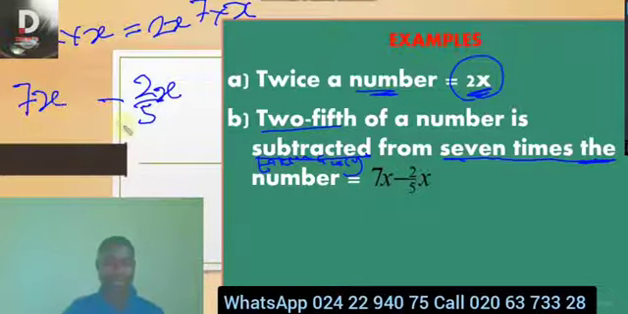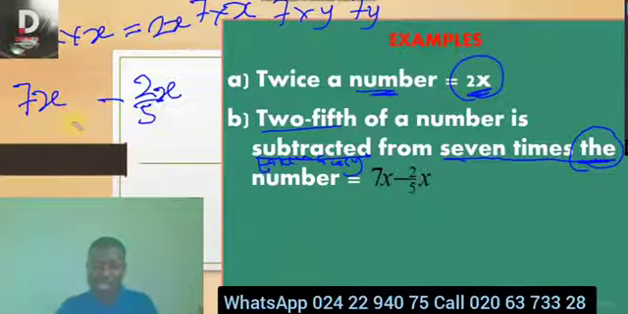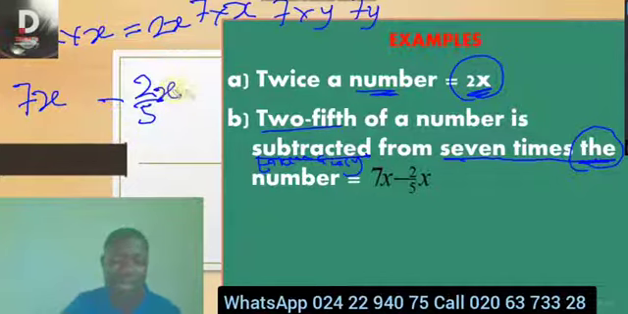If he had said 7 times another number, we would have changed the variable to maybe y. So that would have been what? 7y. But I said the number, that's why I emphasize it, definite article. Right? So 2/5 of a number, which is this one, is subtracted from, taken away from 7 times the number. So the number was there, and this one, 2/5 of a number, is taken away from it. This is how it is written.